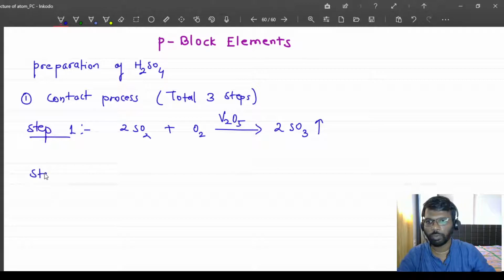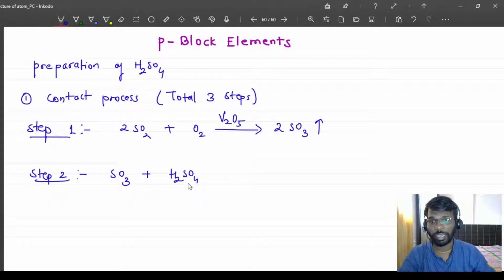In step two, this SO3 which is formed in step one is reacted with H2SO4. Now there must be one question which will arise in our mind. We are preparing H2SO4, right? Then why do we have to add H2SO4? Then what is the use of this preparation? I'll tell you at the end of the preparation what the significance of this is.